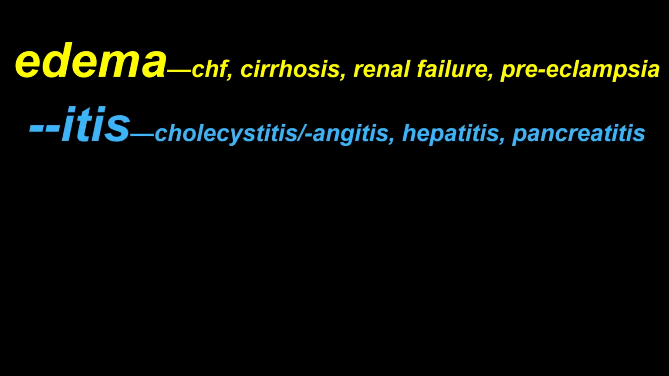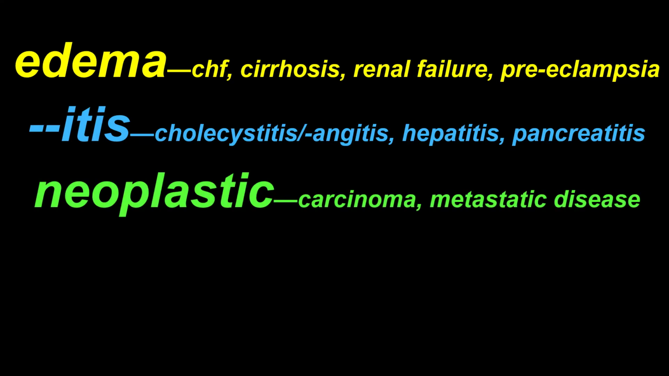Next, I think about all the "itis," or all of the inflammatory conditions that could cause gallbladder wall thickening, such as cholecystitis and cholangitis, but it's also important to know that any sort of hepatitis or pancreatitis or any other surrounding inflammatory pathology could also cause your gallbladder wall to appear thick. Next, I think about the neoplastic causes, such as gallbladder wall carcinoma or metastatic disease.